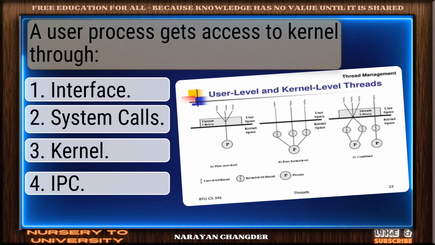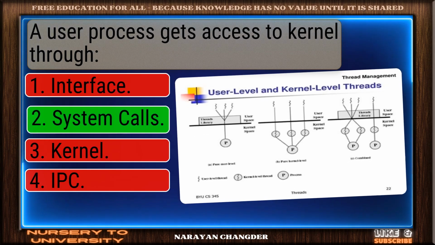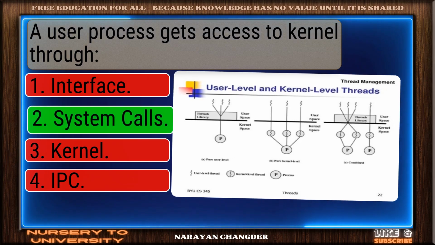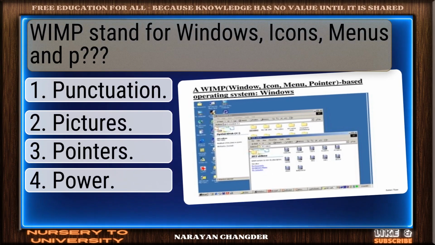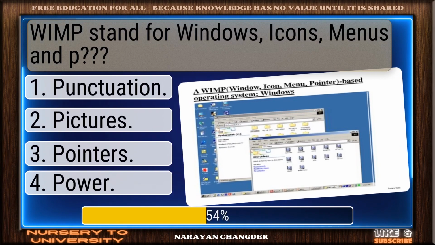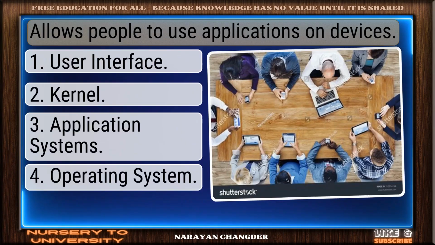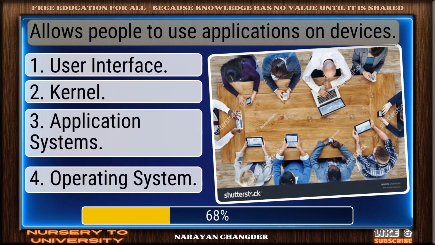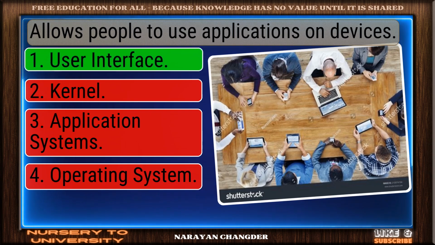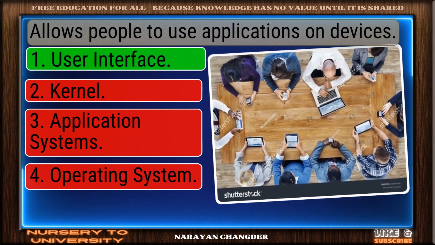A user process gets access to kernel through. Good thinking. System calls is the right answer. WIMP stands for Windows, Icons, Menus and Pointers. Valid point. Pointers is true. Allows people to use applications on devices. Exactly. User interface makes sense, and it is the right choice.